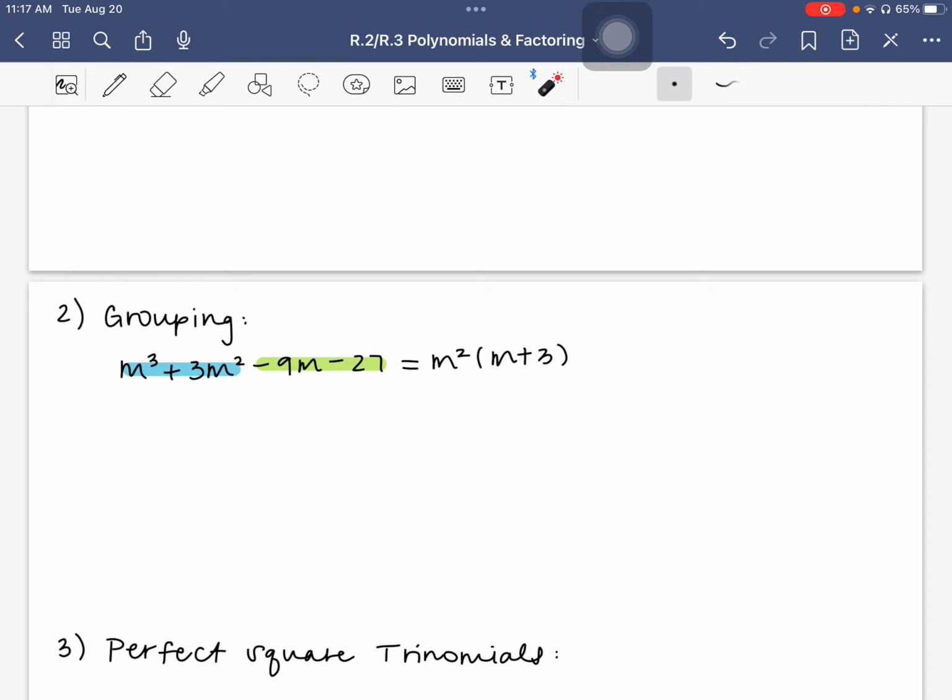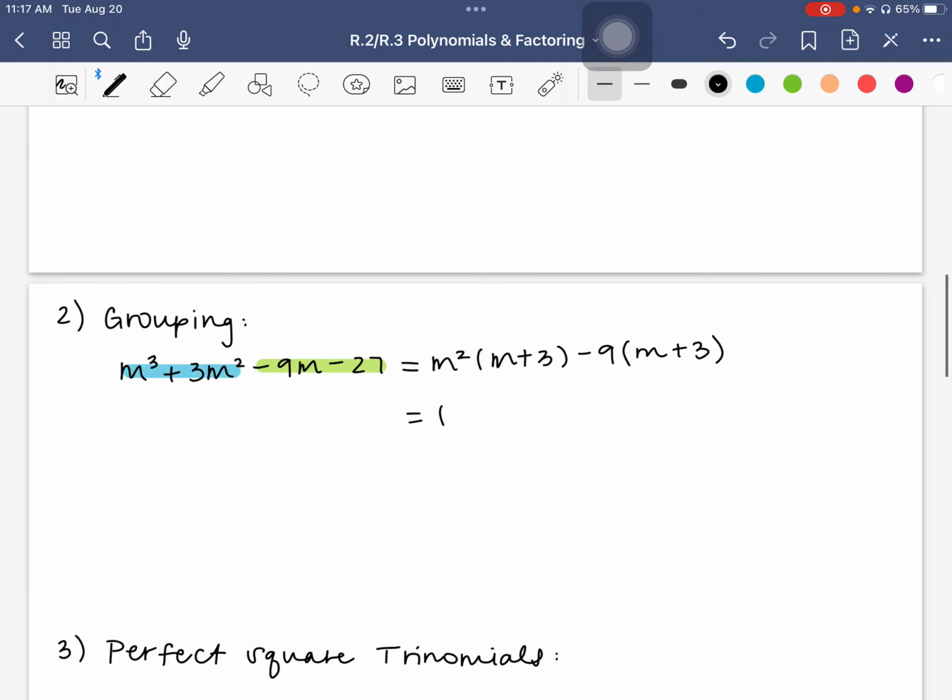And then similarly for our -9m minus 27, we know that the greatest common factor here is going to be 9, so we have a 9 in both terms. And pulling that out, we get m plus 3 here, because we pulled out that negative. So we end up with m plus 3 here, and then m squared minus 9 here.